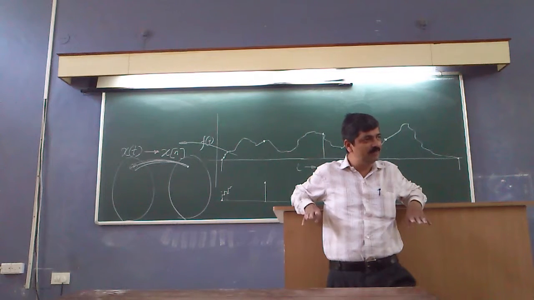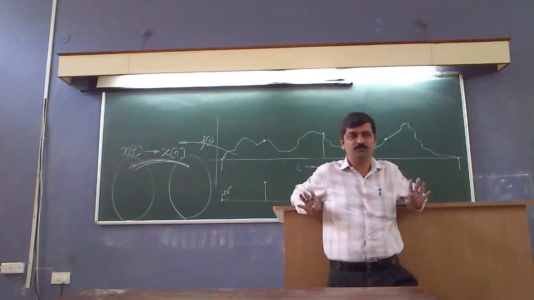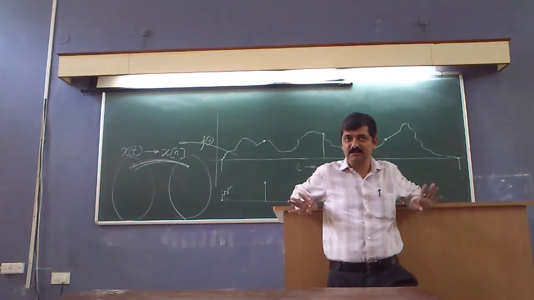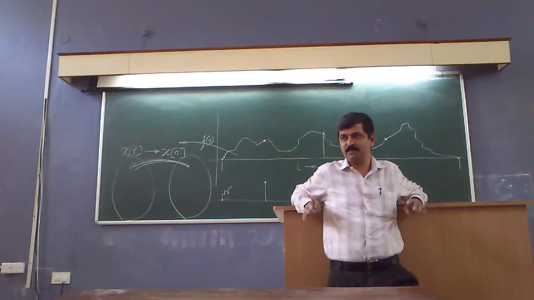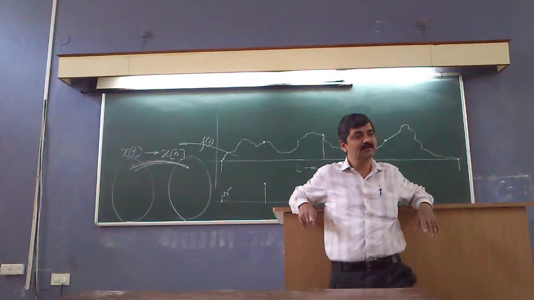As good as invertible means it is not invertible. But to my satisfaction, I can say that it is invertible. Is it clear? So that issue doesn't come. That xt to xn is sampling. What are you writing there?